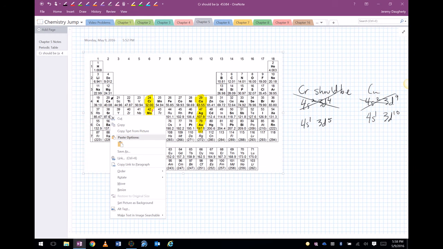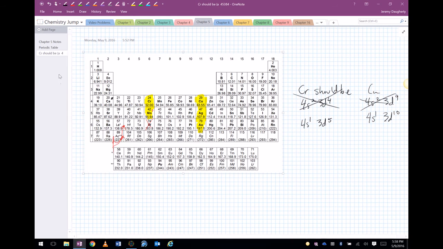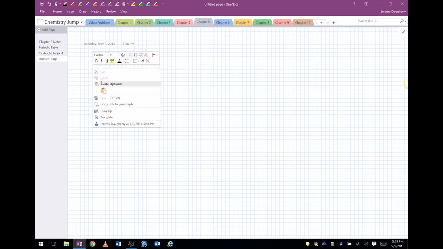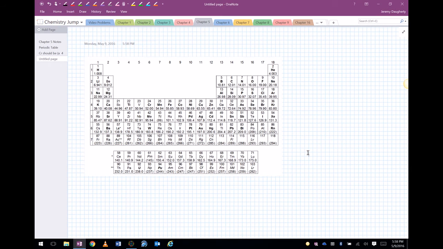So let's go back and grab our trusty old periodic table. Let's copy that and get a new page, so we get another periodic table. All right. So valence electrons. Let's talk about them. Group 1 is going to have 1 valence electron. So this is the number of valence electrons. Group 2 is going to have 2 valence electrons. Skip the d block. They're going to have 3 valence electrons, 4, 5, 6, 7, and 8.